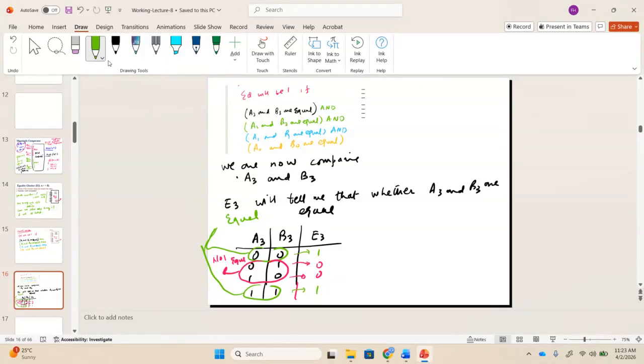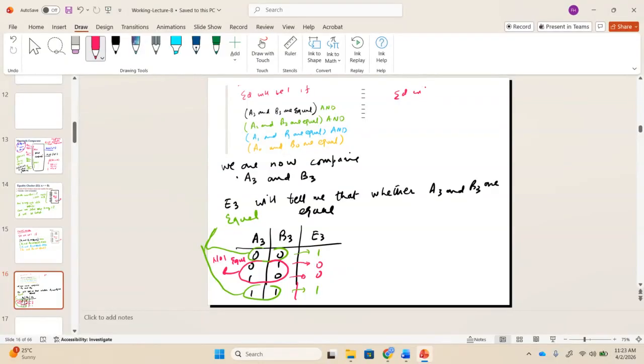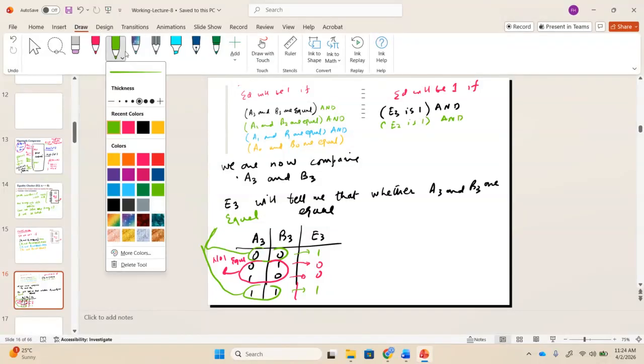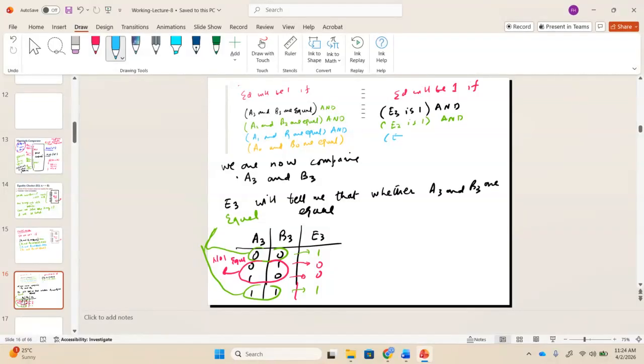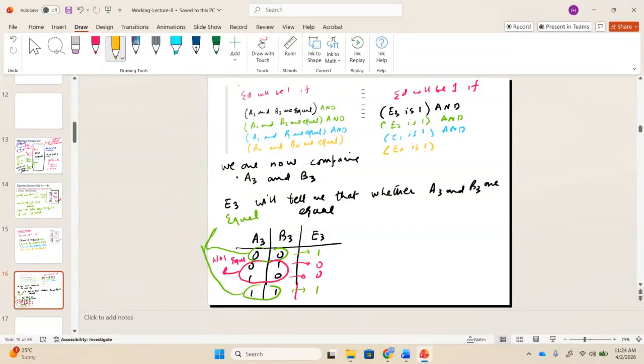So now I'm going to say, equal will be 1 if E3 is 1 and what? Can anyone tell me what I should write in the next line? E2 is 1, E1 is 1, and E0 is 1. Got it or not got it?